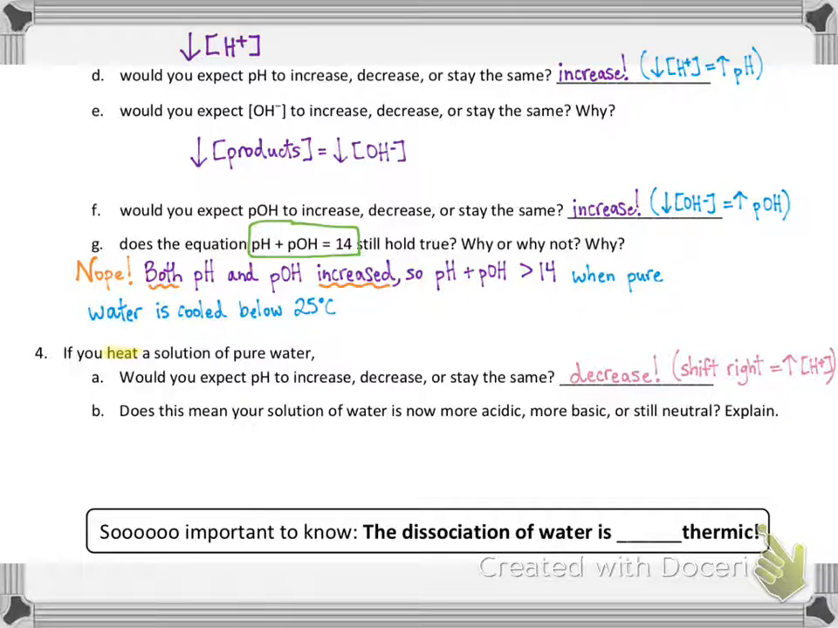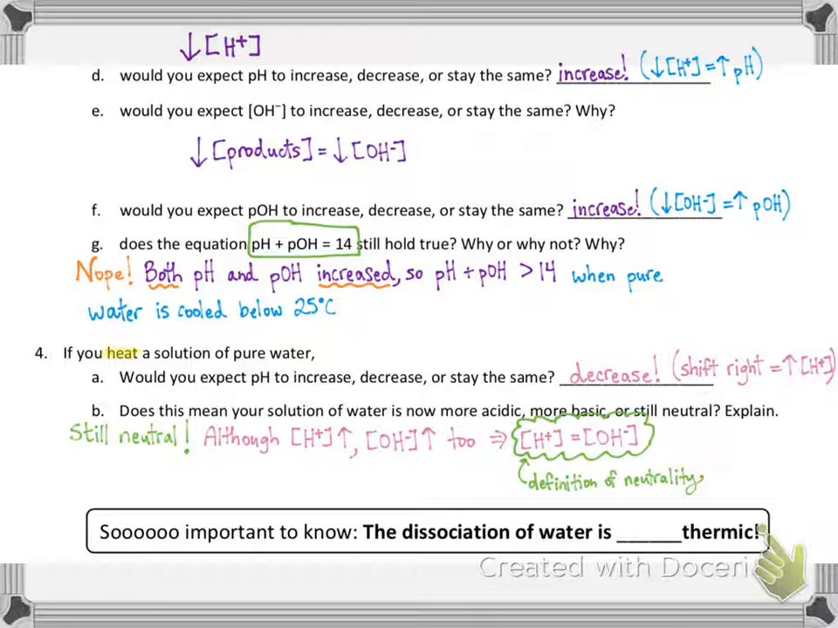Even though the concentration of protons went up, so did the concentration of hydroxide. And remember, neutrality is determined by the concentration of H+ being equal to the concentration of hydroxide. So it doesn't matter that the pH went down. Crazy story, your water is still neutral.